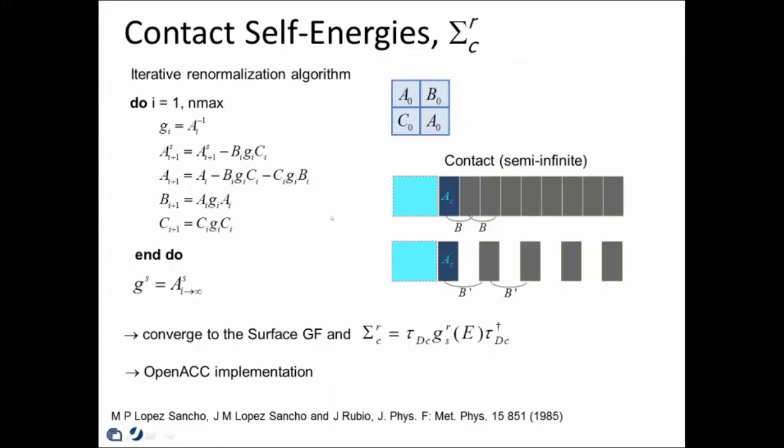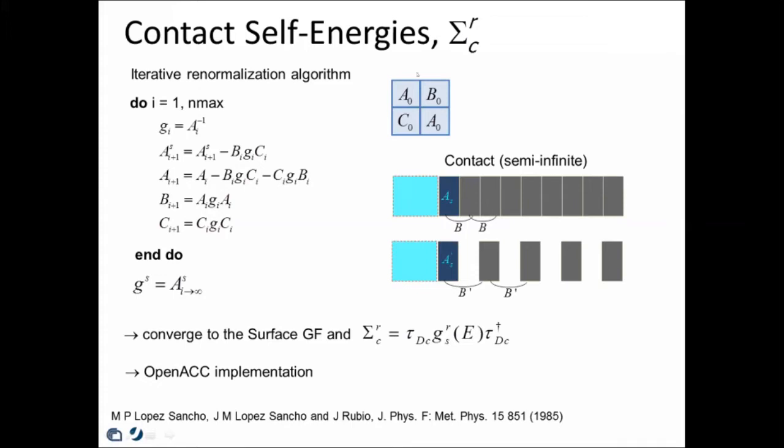The first thing that we ported to GPU is this so-called decimation algorithm to calculate the contact self-energy. This decimation algorithm is a nice recursive algorithm that at every iteration removes one layer, if you want, of the semi-infinite contact and renormalizes the interaction and the on-site blocks according to this formula. So again, we have inversion and matrix-matrix multiplication.